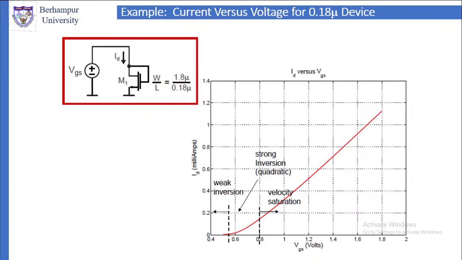So this device will work better with strong inversion in the range 0.6 to 0.8. So VGS should be between 0.6 and 0.8. If VGS is below 0.6, we have a weak inversion, and it will not work properly. If it is above 0.8, velocity saturation has occurred, and it will not work properly.